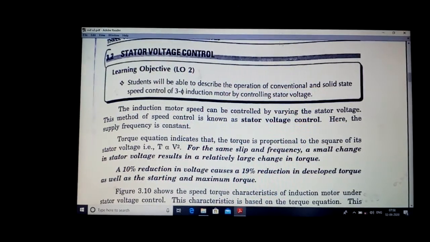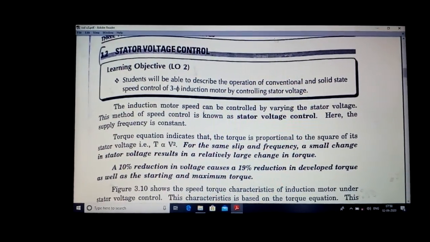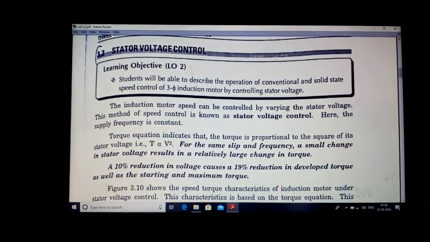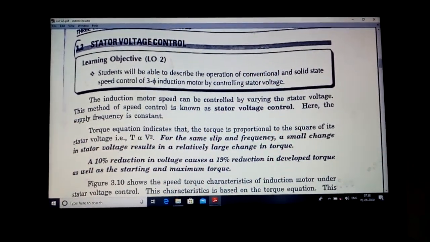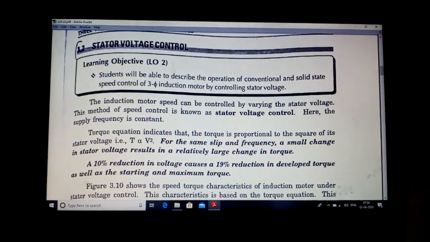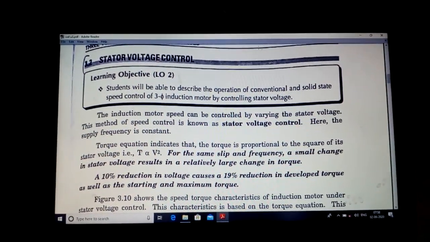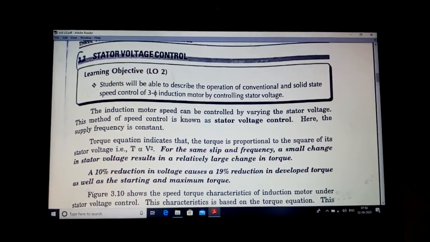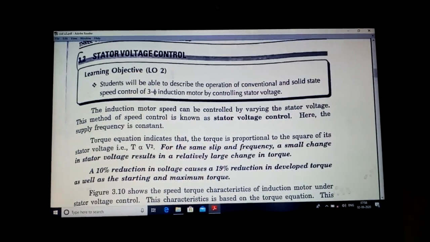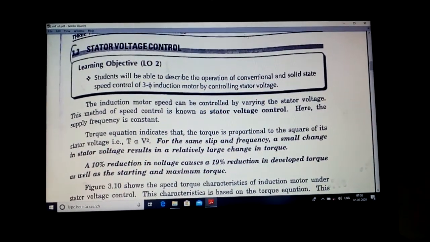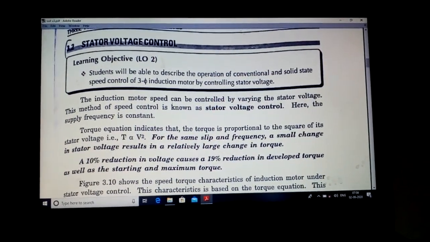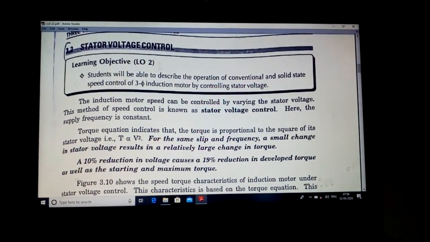First we are going to concentrate on stator voltage control. You are already aware of the construction of induction motor. So first we are concentrating on the types of stator voltage control. In stator side we are varying the applied voltage.